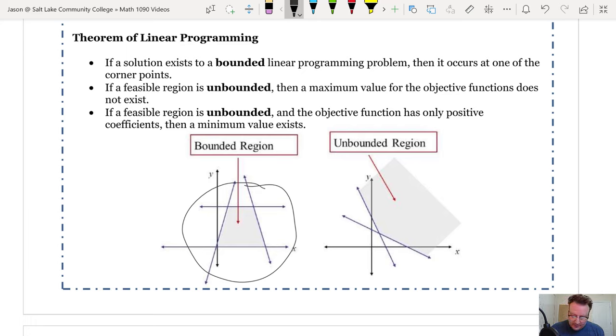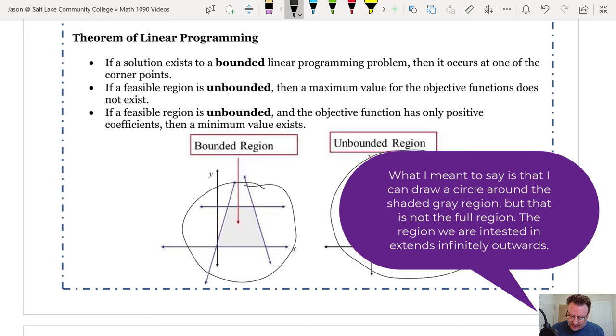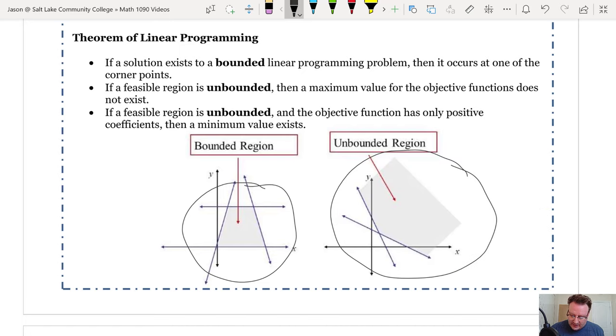Now, over here, I mean, I can draw a circle around this region, but really this region extends off infinitely far in the first quadrant there. So the region actually extends beyond this portion. It extends outwards here and here. So it's really all of this space. So this doesn't work, okay? I can't bound this region on the right. Okay, so the key idea though is that when you do have a bounded region, the solution to your linear programming problem is going to occur at one of these corner points of your bounded region, or sometimes they're called a vertex or vertices of the bounded region.